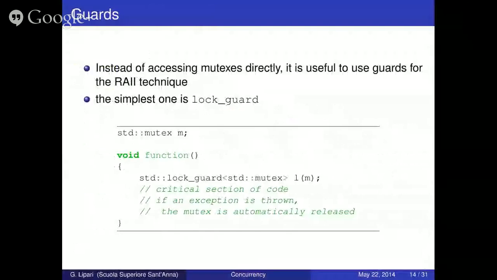So the second way to access a mutex, as we've seen already, is using guards. So basically, we are going to use the so-called RAII technique. And the simplest object for the RAII technique is lock guard. So basically, you define an object L of type lock guard by passing a mutex. And this is the critical section of code, and if an exception is thrown here, this mutex is automatically released. So this is the advantage of using a lock guard.